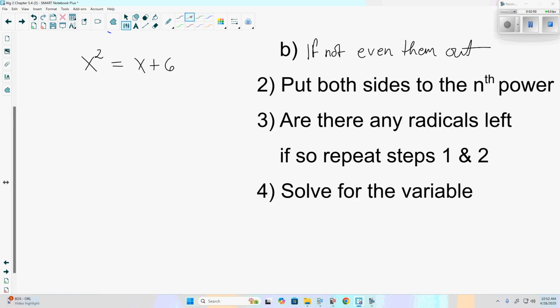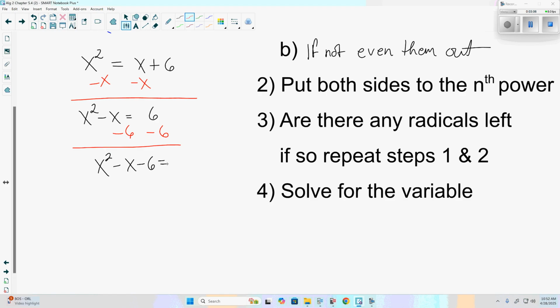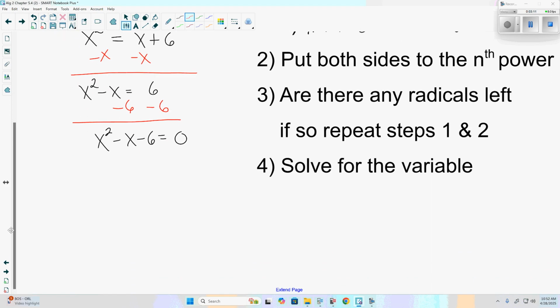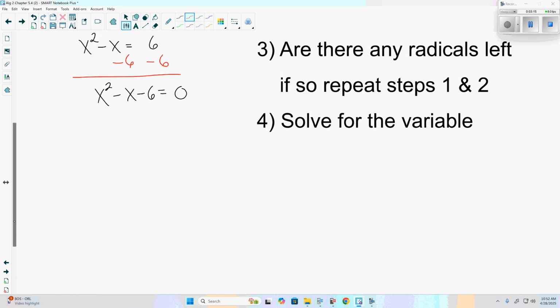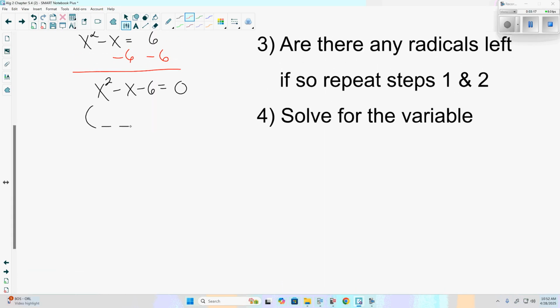Yes, we need to get everything on the same side. We need this equal to 0, and then factor. So we can subtract x from both sides. Notice that x squared minus x is equal to 6. Minus 6, telling us that x squared minus x minus 6 is equal to 0. Now at this point, we can factor.